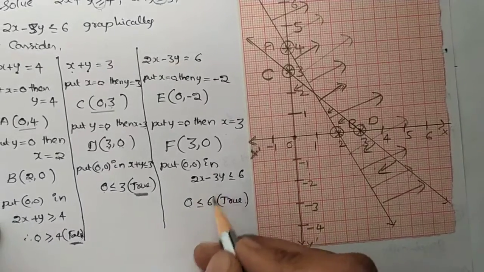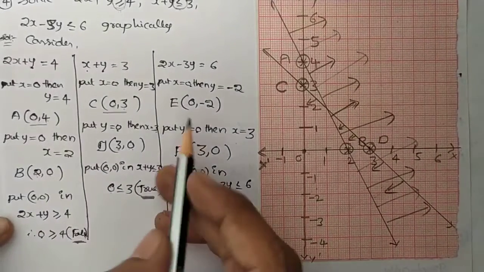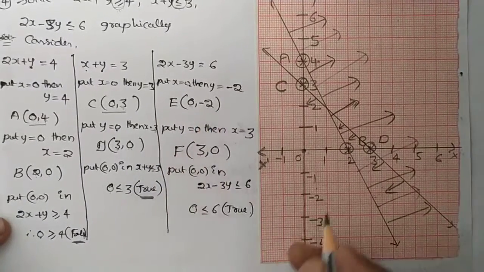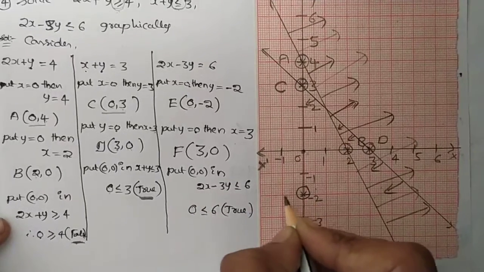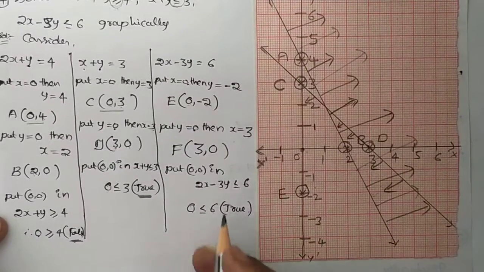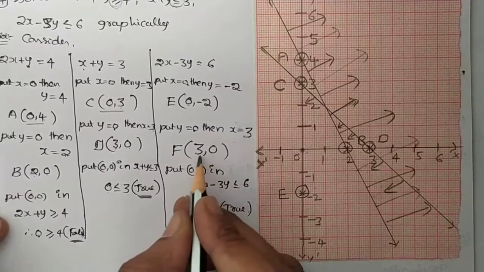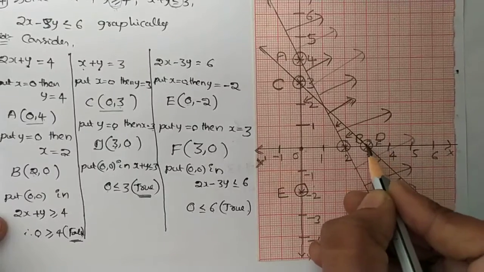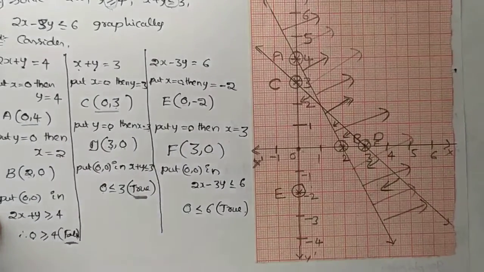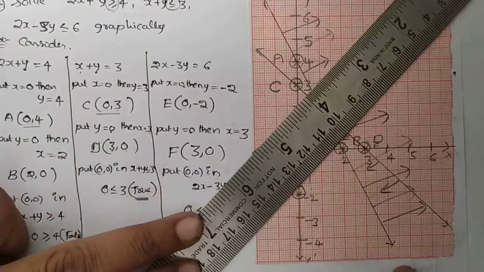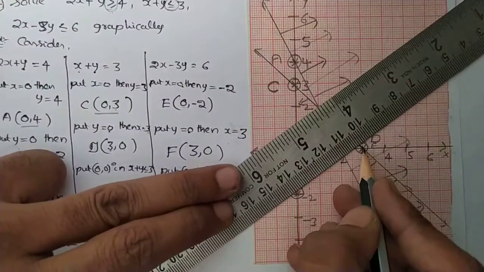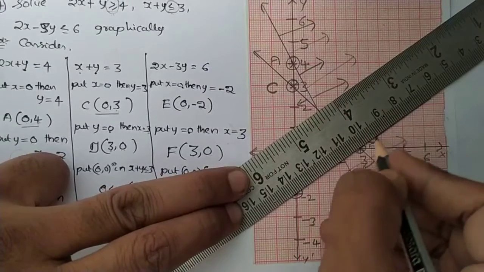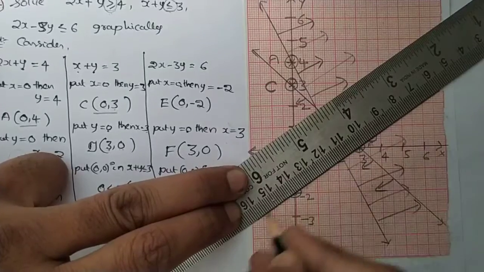Next we have one more inequality. Kindly do not confuse. We have one more inequality. E is 0 comma minus 2, x is 0, y minus 2. It is the point E. Next 3 comma 0, x 3, y 0, it is also the point E. Join these 2 points by the thick line. Third inequality is also involving less than or equal, so that we have to join these 2 points by the thick line only. Okay, thick line.